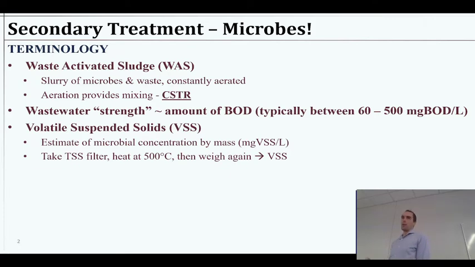Okay, first, some terminology. I already mentioned waste-activated sludge. That's this slurry of microbes. Seems pretty gross, right? The point here is it's constantly aerated. There are systems that deprive the bacteria of oxygen. We can get a whole separate biochemistry, different degradation stuff. Sometimes those are used, but in a typical secondary treatment, we'll use an activated sludge where we have aeration providing both air and mixing.